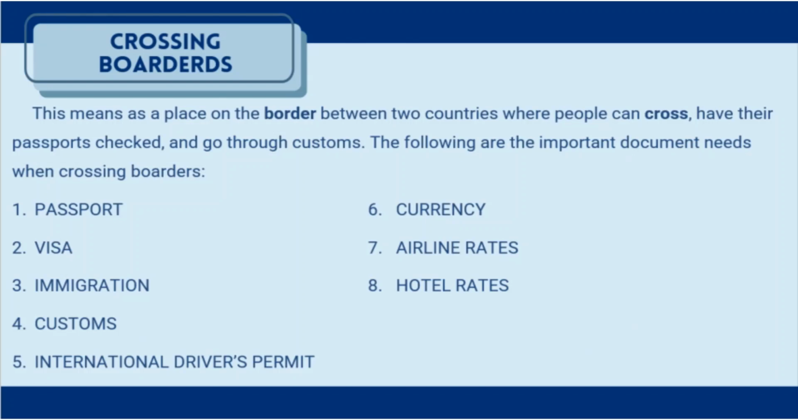Next, we have the crossing borders. So this means a place on the border between two countries where people can cross. They have their passport checked and go through customs. So the following are the important documents needed when crossing a border. Of course, we should present our passport, visa, go through immigration, customs, and an international driver's permit if the visitor will rent a car at the destination they have chosen. Next is the currency, airline rates, and hotel rates.